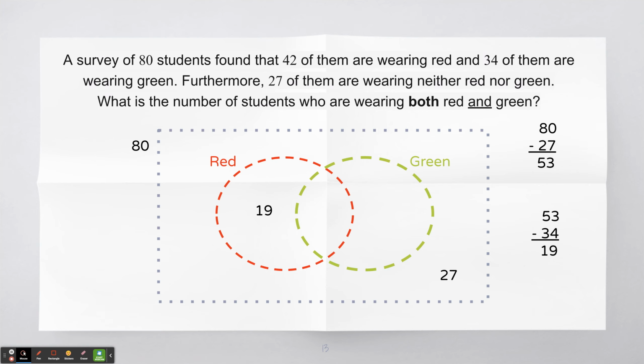Now, if I know that 42 were wearing red, but 19 of those 42 were not also wearing green, that tells me 23 students were wearing both red and green. And how many students were wearing just green but not red? Well, that'll be the number wearing green, 34, minus the 23, or 11. Now, is there a way to check that our Venn diagram is correct? Sure. Let's add those four numbers that we see in the four regions of the Venn diagram together and make sure they equal 80.